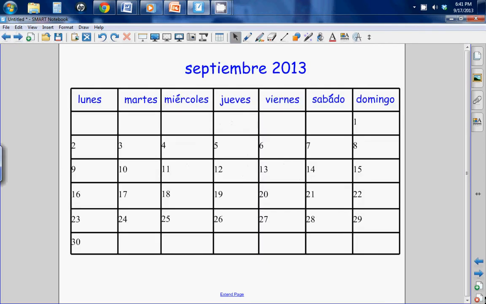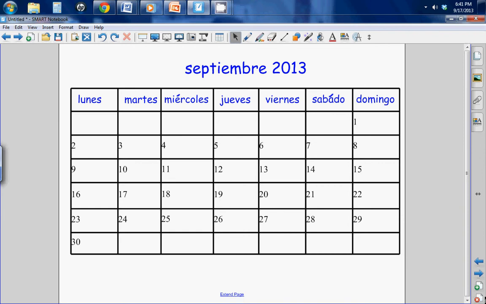Alright, today we're talking about el calendario, the calendar in Spanish. And we're going to notice that there's some differences between the Spanish calendar and the calendar that we use here in the United States. The first thing that we're going to recognize is some differences in capitalization, and you'll see that the name of the month septiembre is not capitalized. In Spanish we do not capitalize the names of the months, nor do we capitalize the days of the week. So you notice all of these are in lowercase, and that's because they're not capitalized in Spanish.